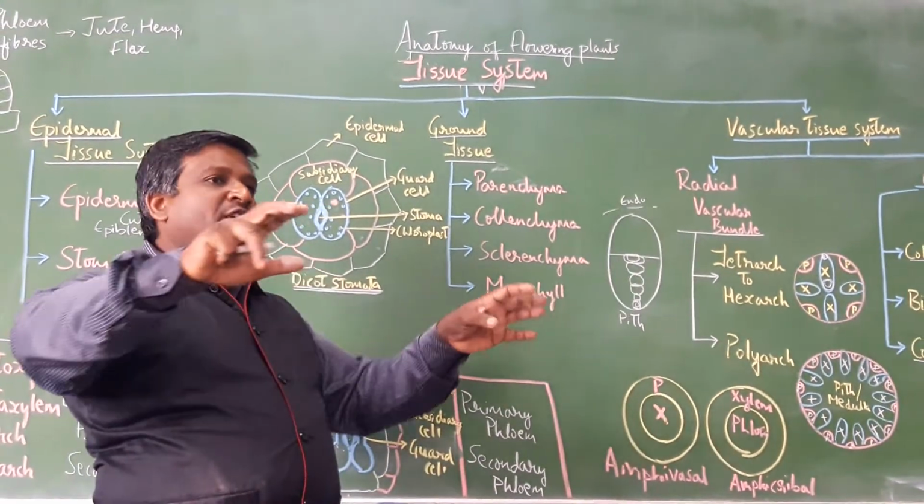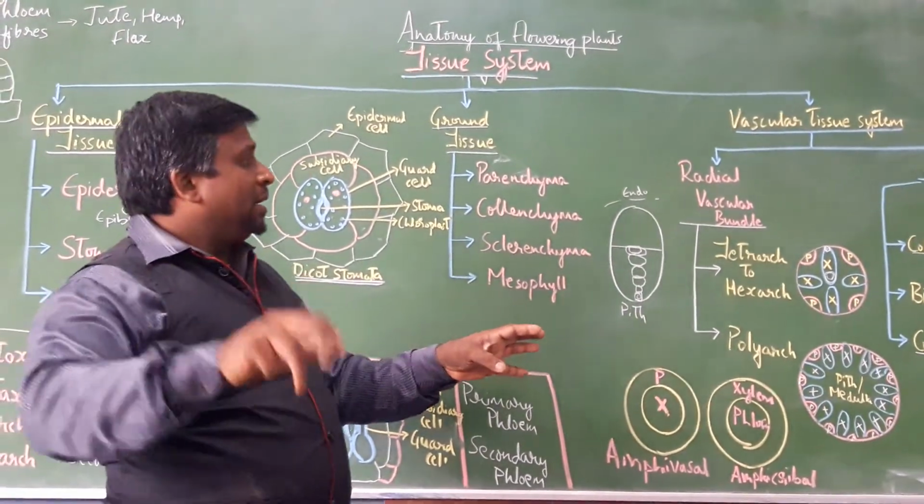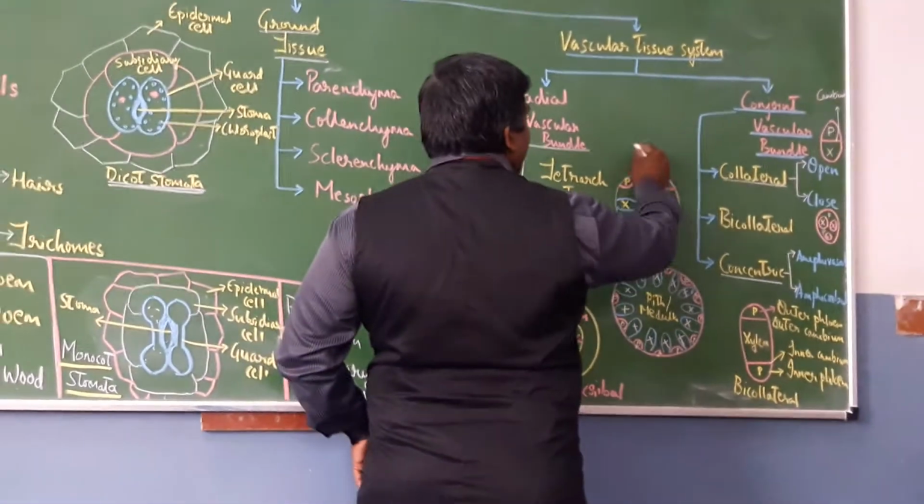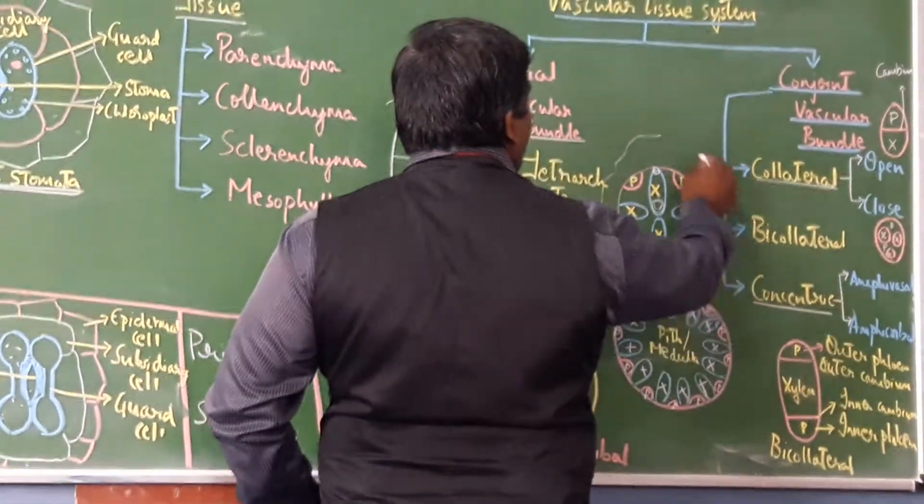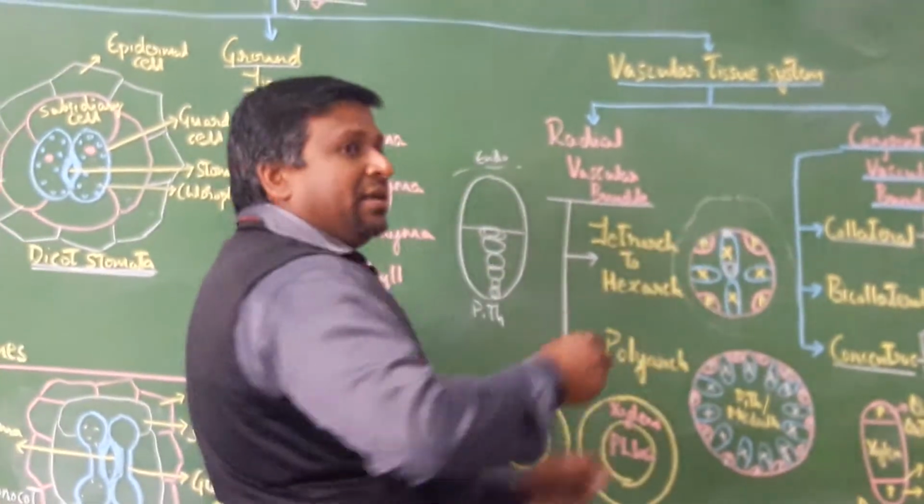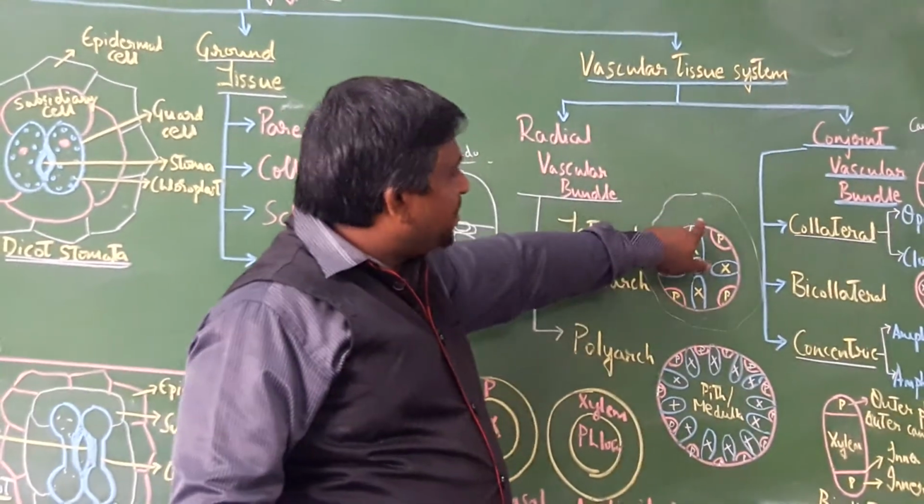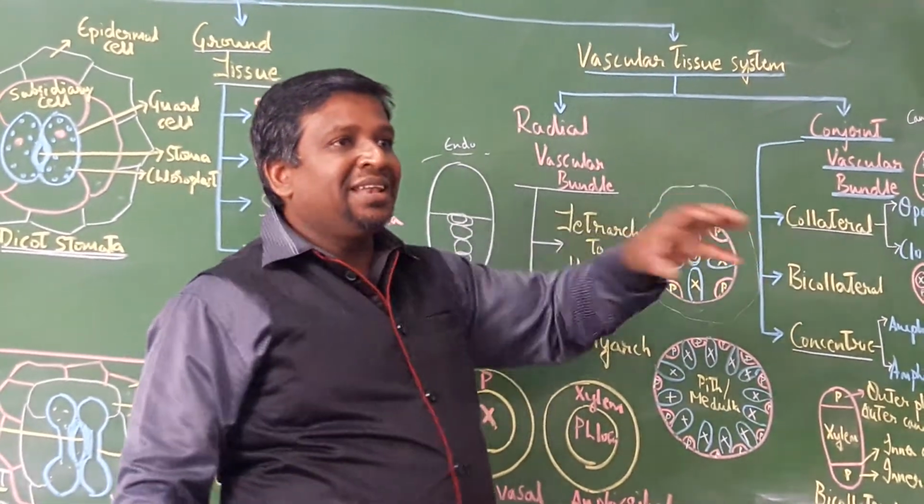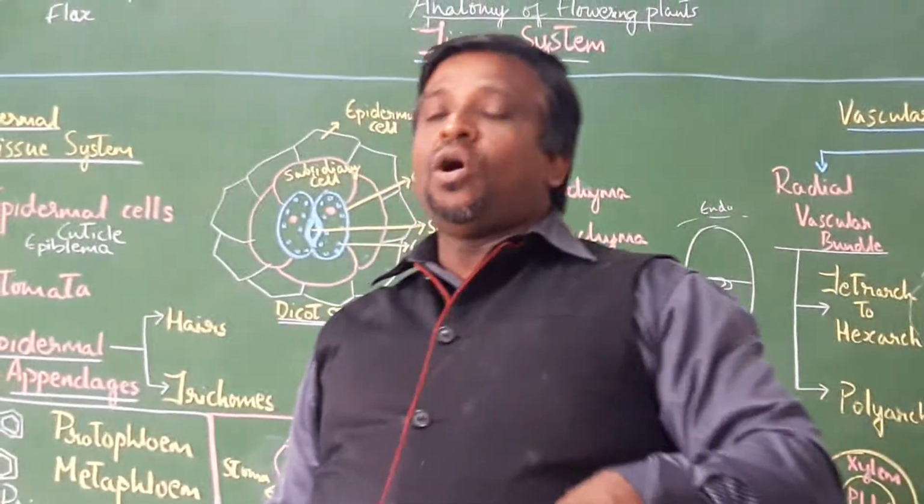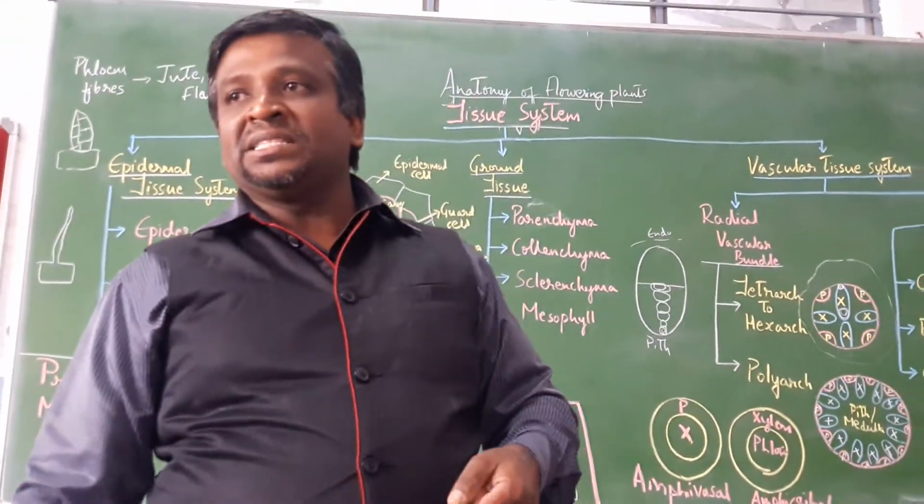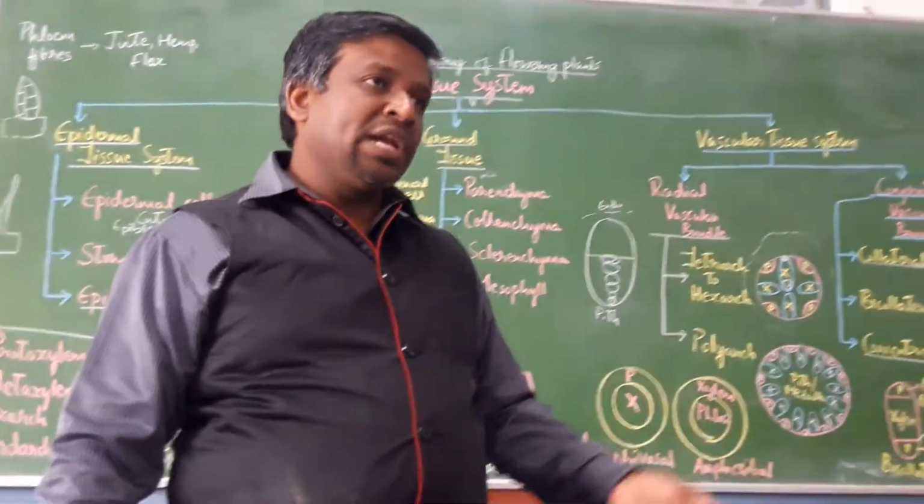Parenchyma is found in the cortex. Now this is the stem. Covering the stem, you have the epidermal layer, the first layer. In between the epidermis and the endodermis lies the cortex. Cortex can be made up of parenchymatous cells. It can also have chlorenchyma.